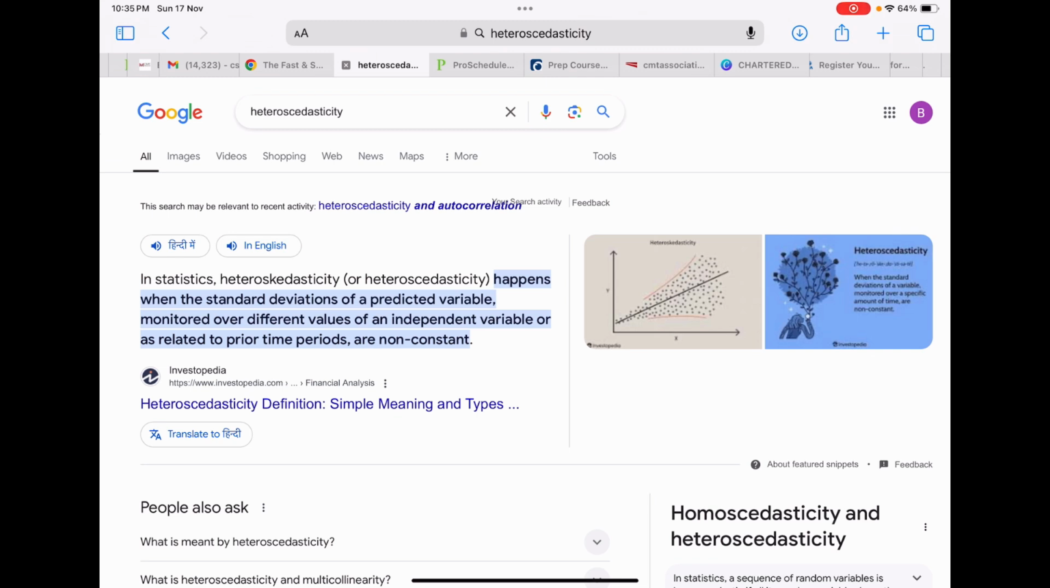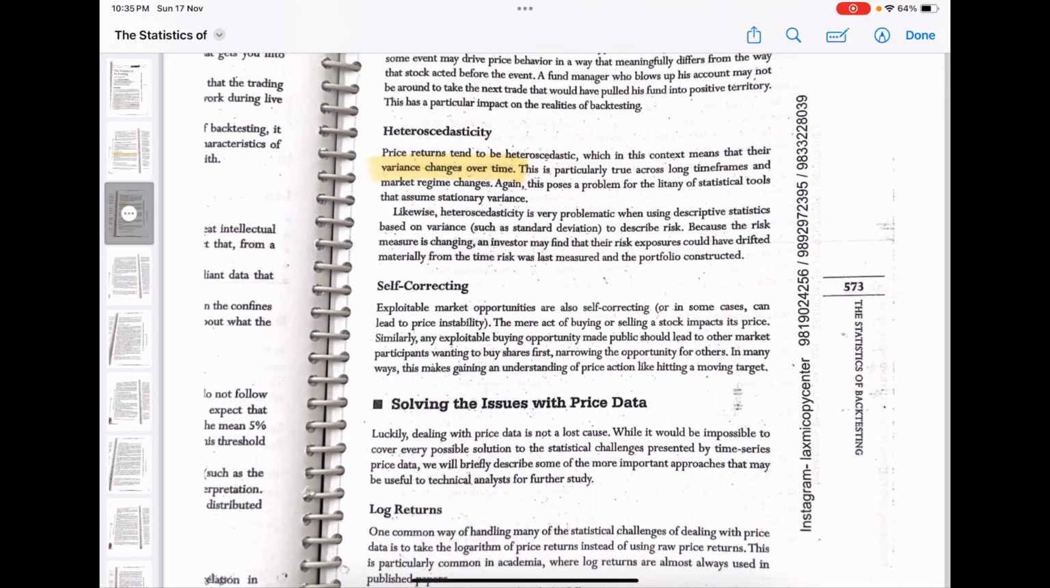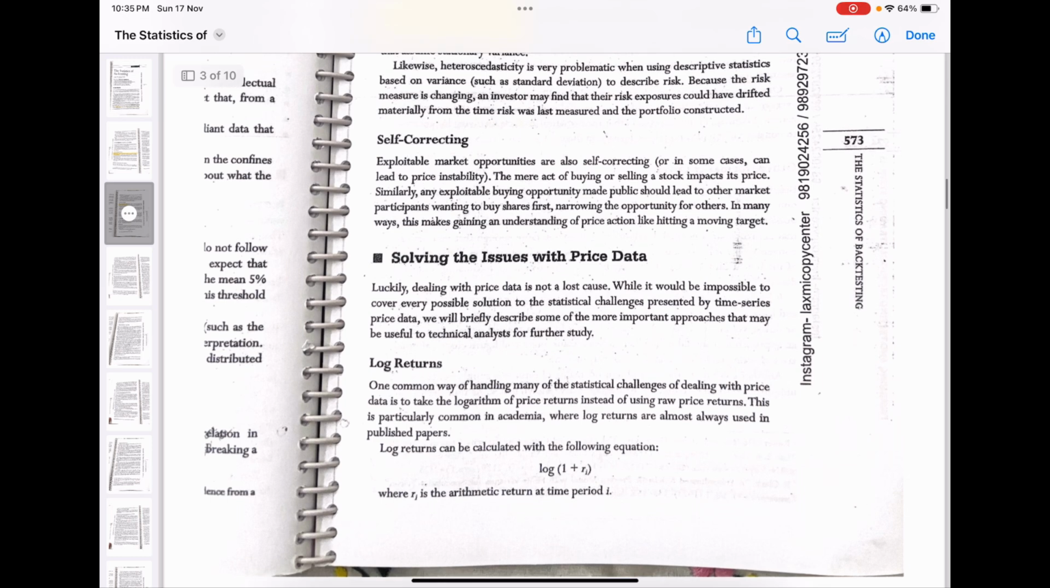So they are not stable. They keep changing and they keep changing values basically. So that is heteroscedasticity.